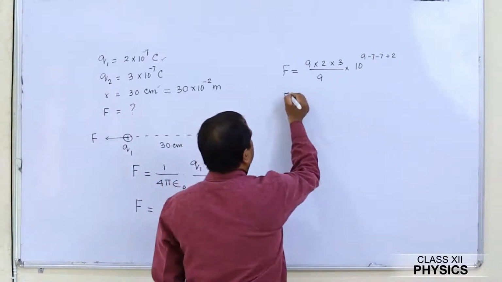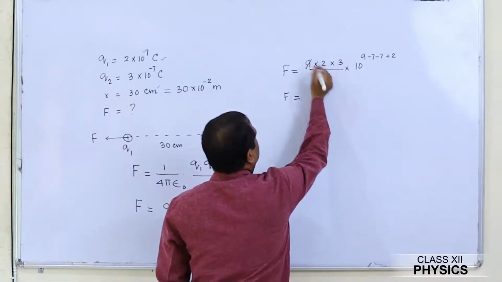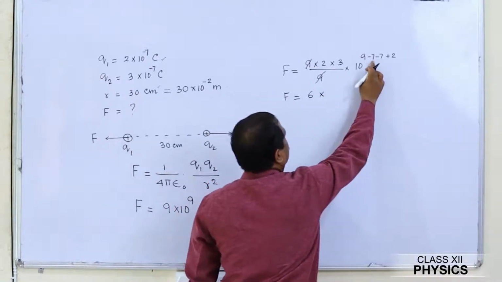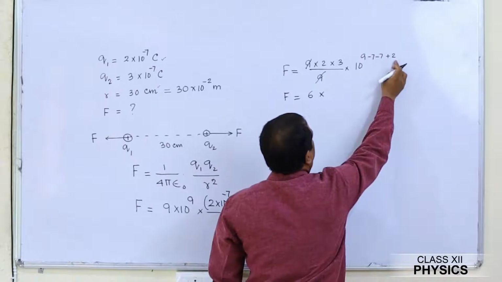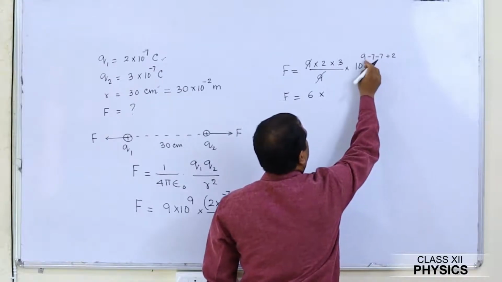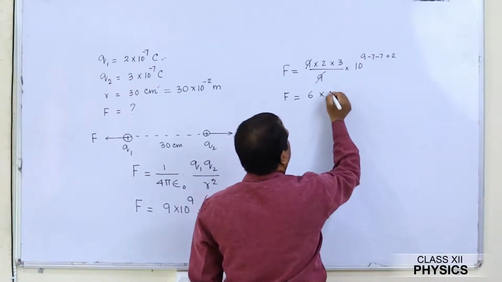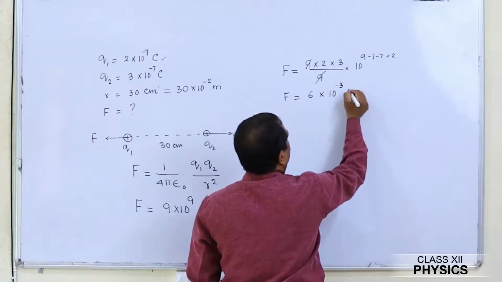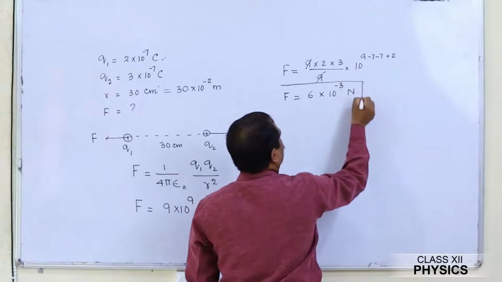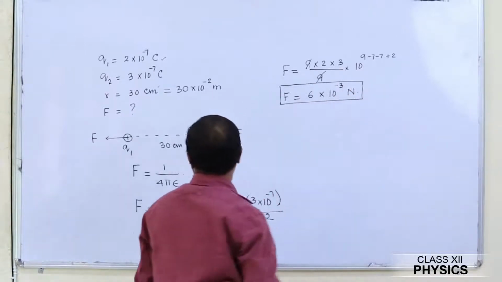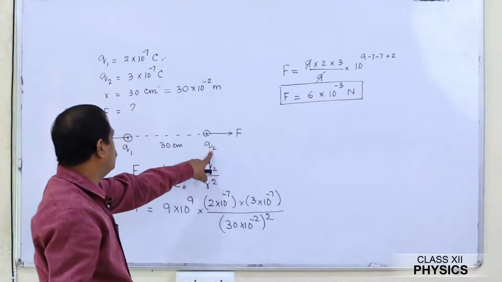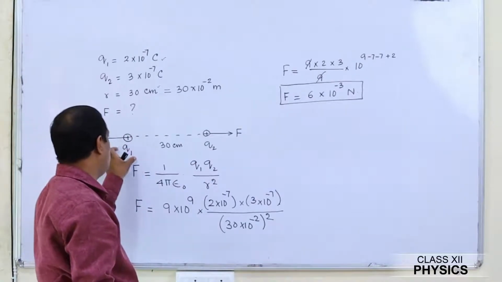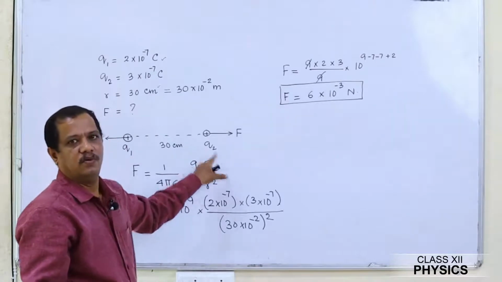And F is equal to, the value goes this way, 3 into 2 is 6 into, I have minus 14 plus 2, minus 12, and 9 minus 12 is minus 3 Newton. And this is the Coulomb force experienced by charge Q2 due to Q1, or rather you can say the magnitude of the force experienced by charge Q1 due to Q2.